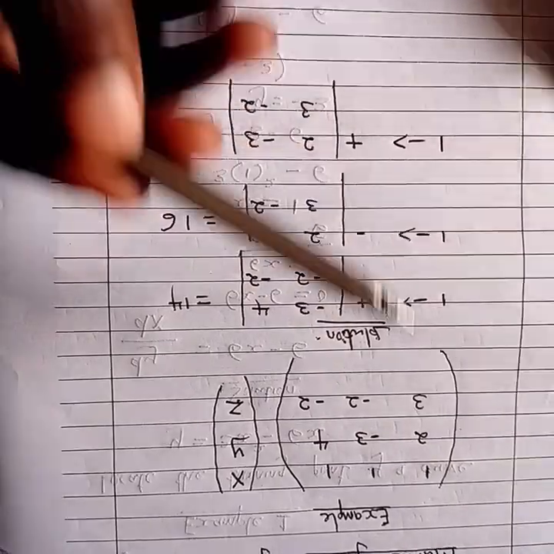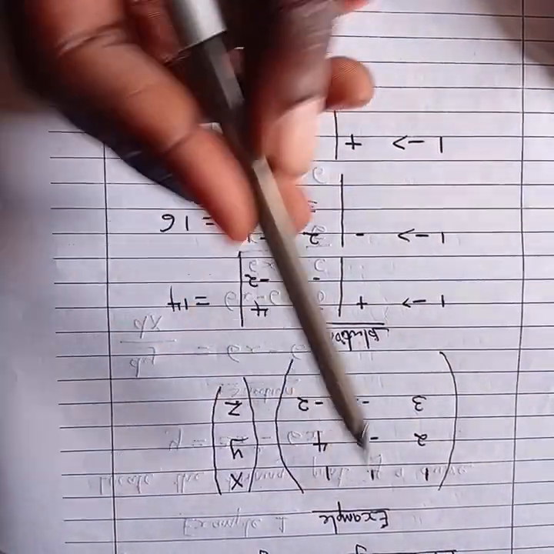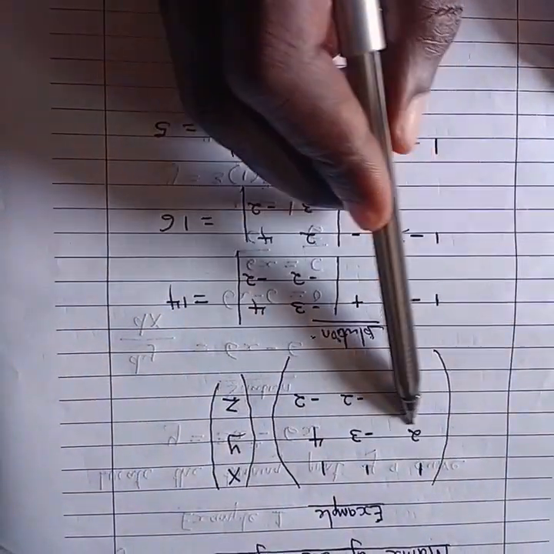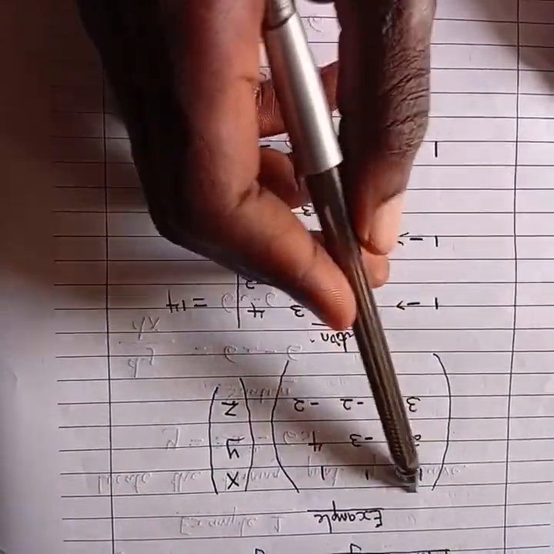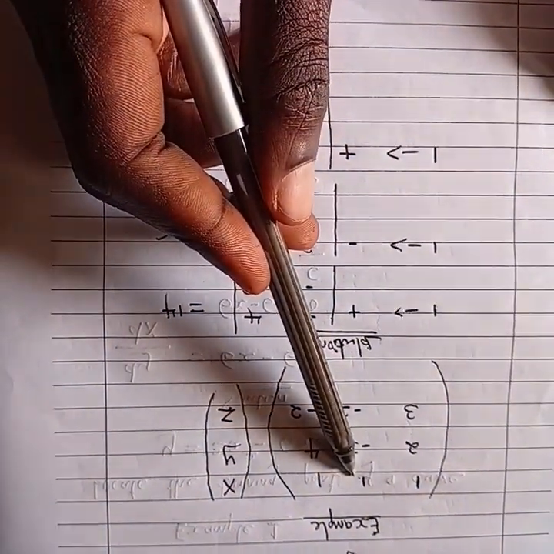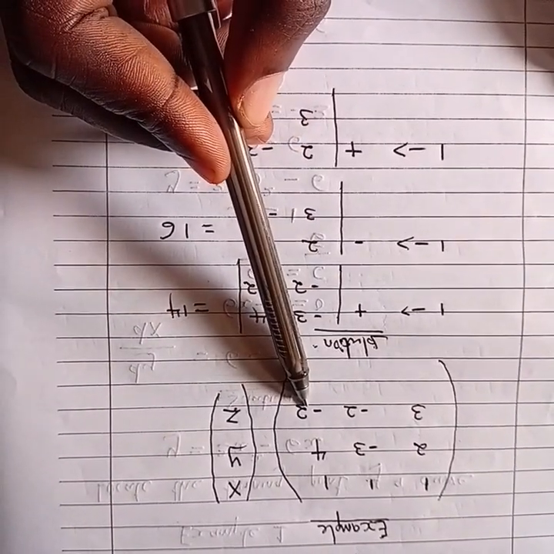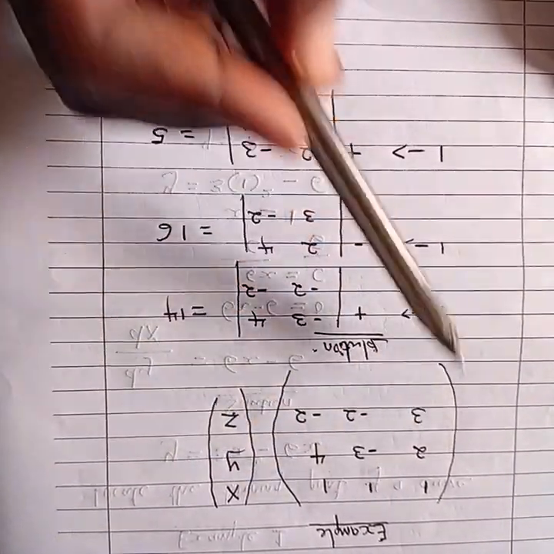When you continue, you are in 2, right? If you're in 2, we ignore everything in the 2 row and the 2 column. Now you remain with 1 and 1, negative 2 and negative 2. You find the determinant of both.